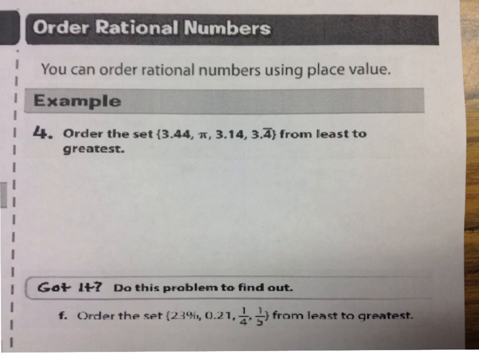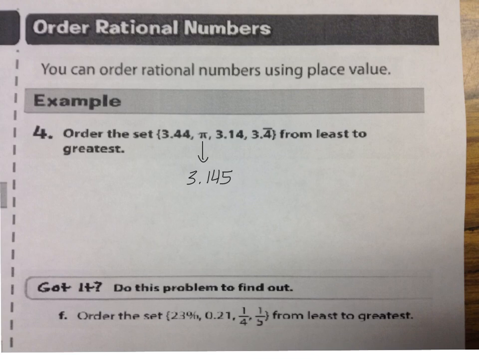Ordering rational numbers. You can order rational numbers using place value. Example, order the set 3.44 repeating, pi, 3.14, 3.4 repeating from least to greatest. Okay, so we have 3.44. I'm going to do some conversions here. I know that pi is 3.14, but I can't really put that because of the digits next to it. So if I go on my calculator and I type it in, the next number is actually a 5. So 3.1415, and then there's a 9 and so forth.